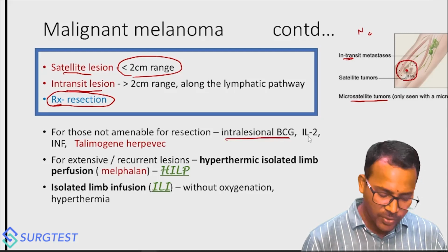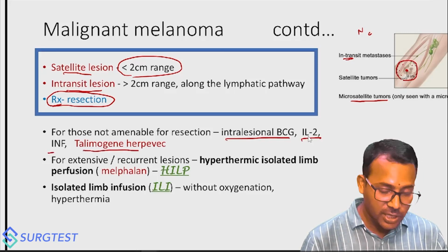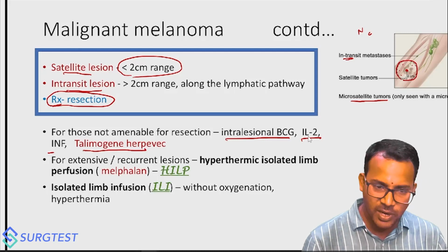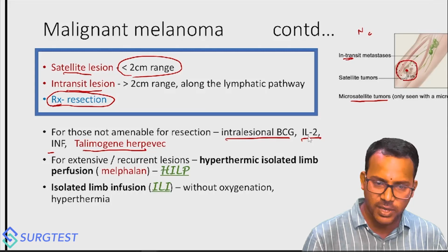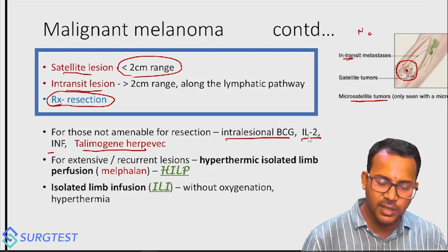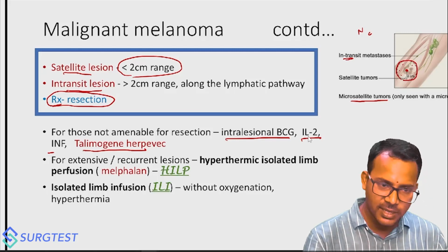If such is the thing, then for those patients who are not amenable for resection, you can use intralesional BCG, interleukin-2, interferon therapy, and talimogene laherparepvec. I will tell you later what this talimogene laherparepvec is. Okay, just remember it is something like a vaccine which you can give intralesionally in the melanomatous satellite lesion or an in-transit lesion.